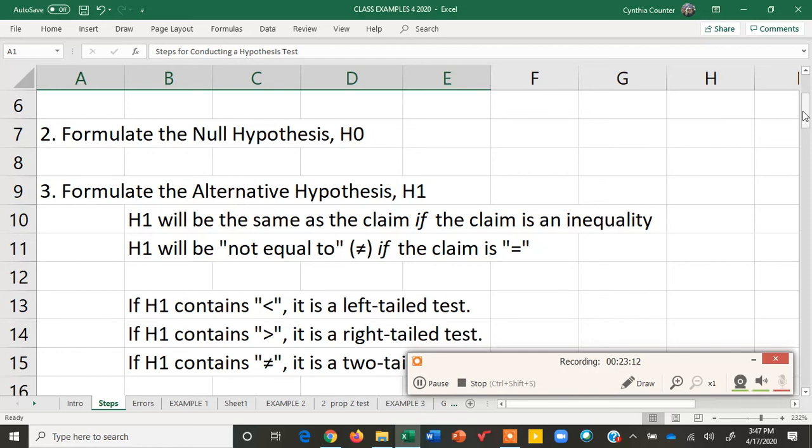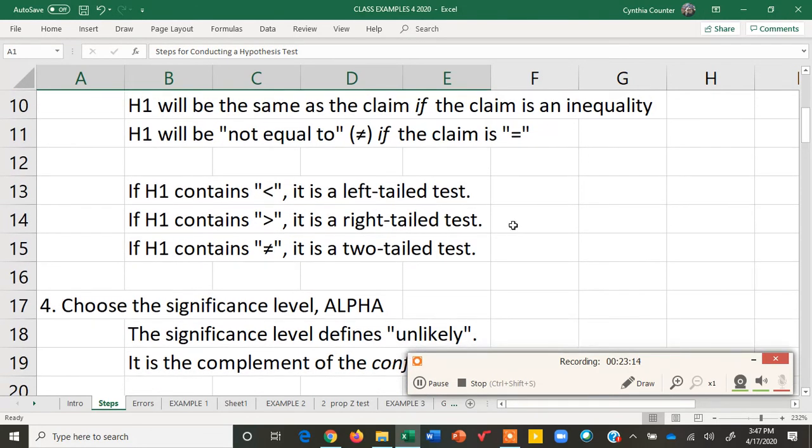So if we claim a less than, as we did in our test, it's left-tailed because we're seeing if our value falls in the bottom 2.5% of the distribution. If it is a greater than, it would be right-tailed because it would be on the other side. But if it's not equal to, well, you're not equal to something if you're either too small or too big, so then it becomes a two-tailed test.